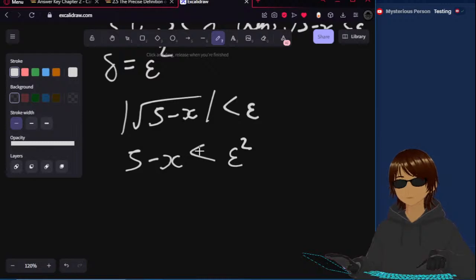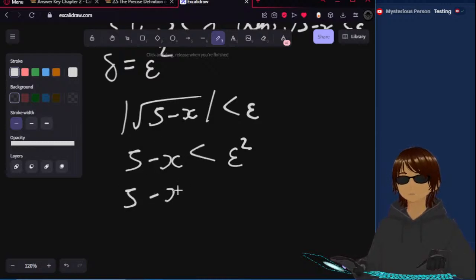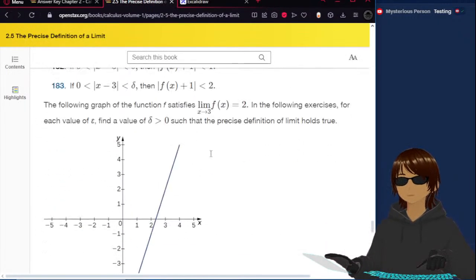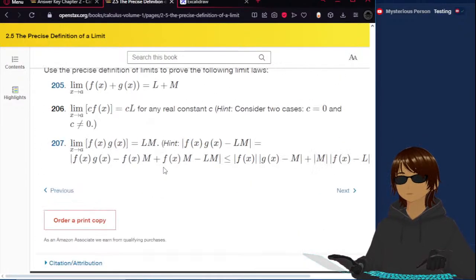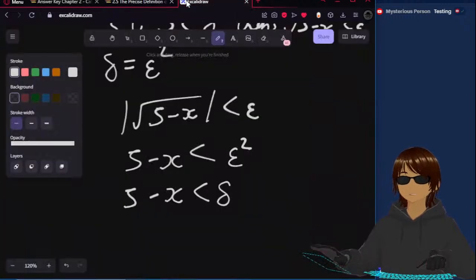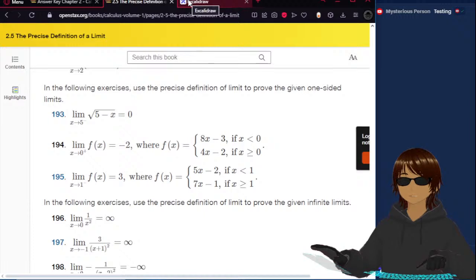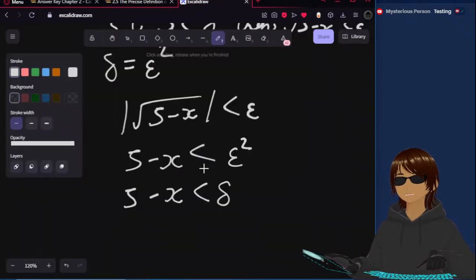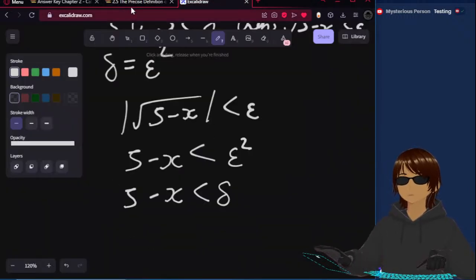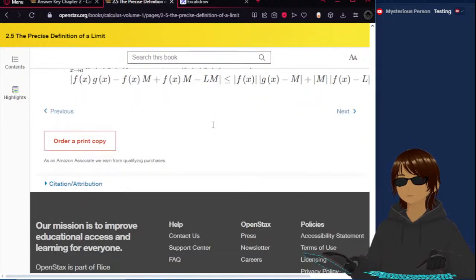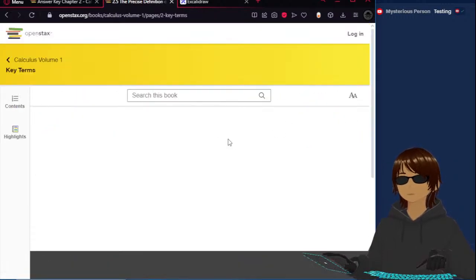Oh yeah, then this is delta, right? Which means, as x approaches 5 from the negative side, which means this basically. Okay, what's next?